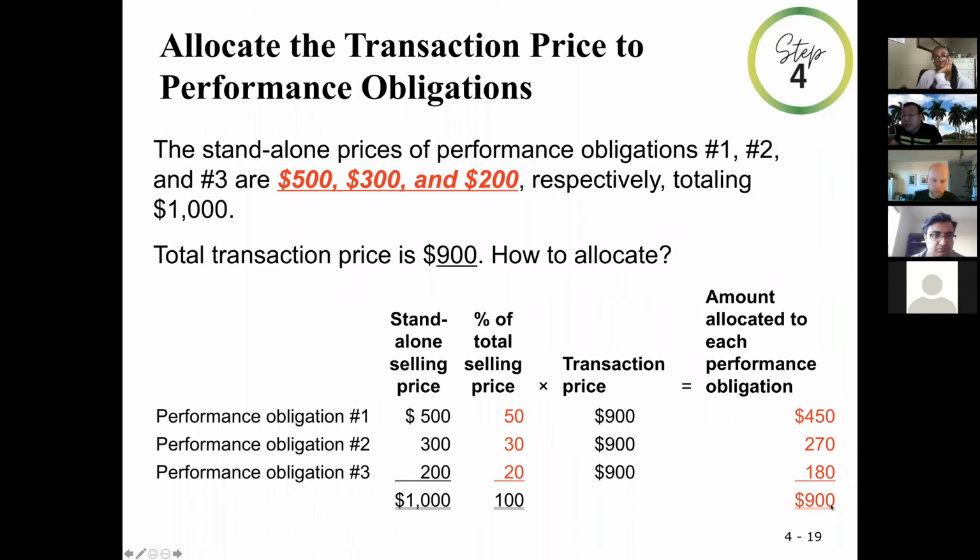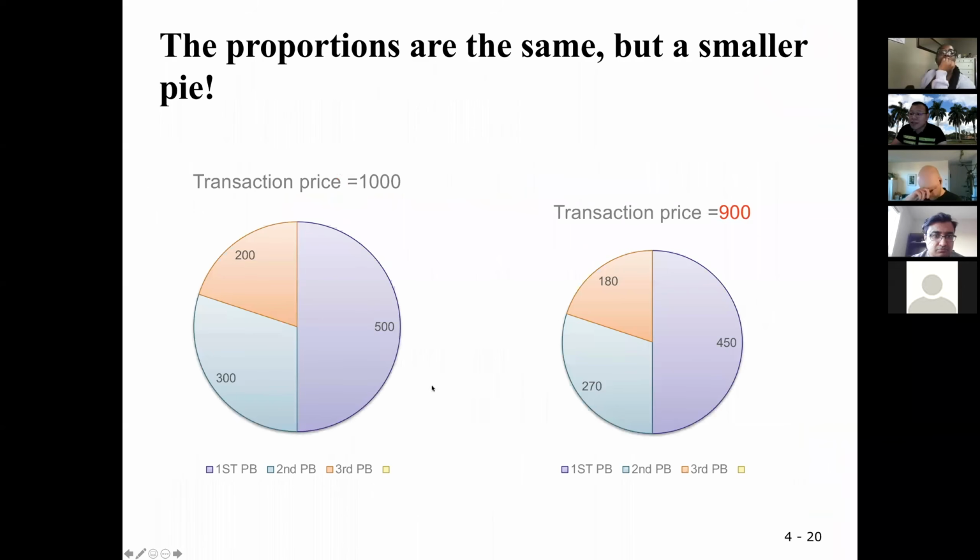So let's use a pie chart. Basically, if you only consider the standalone selling price, this is the pie chart, 5, 3, 2, in total is 10, right? But now they are not charging you the full price. They are charging you 900. You have 450, 270, 180. So you can see the proportion remains the same, but it's a smaller pie, right? The proportion is the same. It's a smaller pie. Does that make sense?